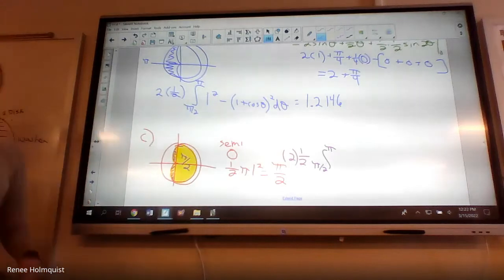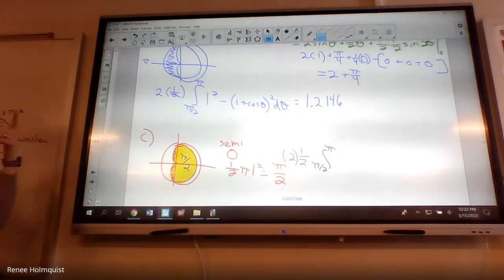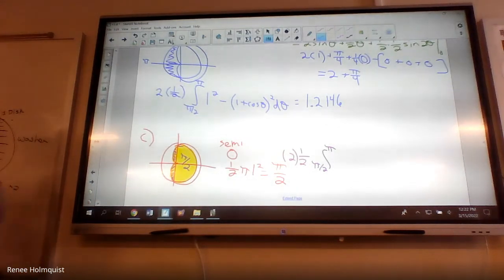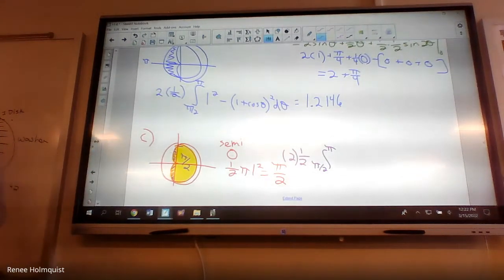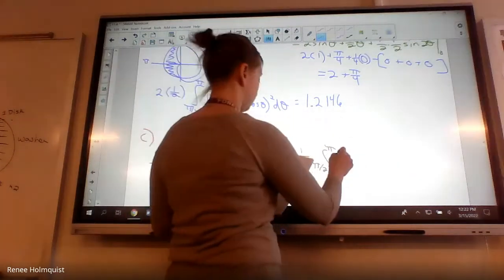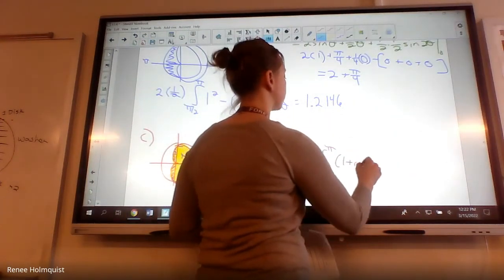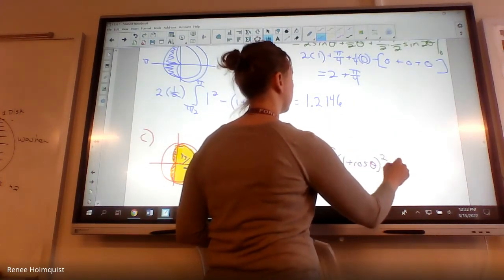And this is why the pictures are important. Not everything is just out minus in, and you've got to piece together and find that symmetry. I need to find just that segment. So it's just your cardioid, which is the integral of 1 plus cosine theta squared d theta.